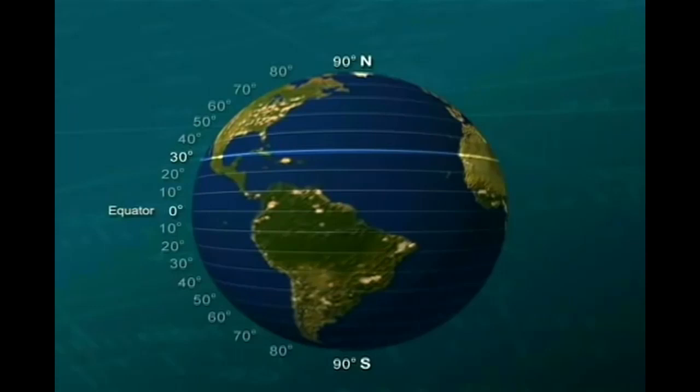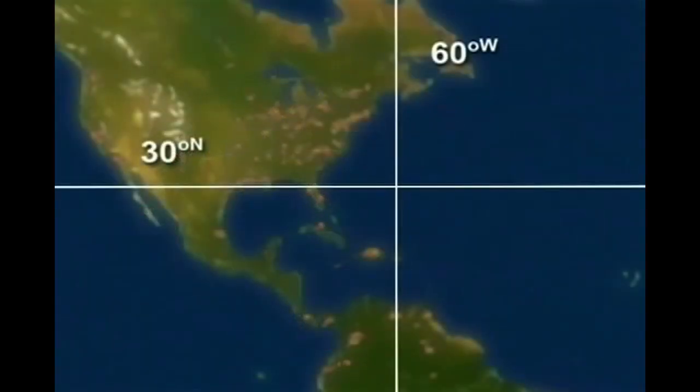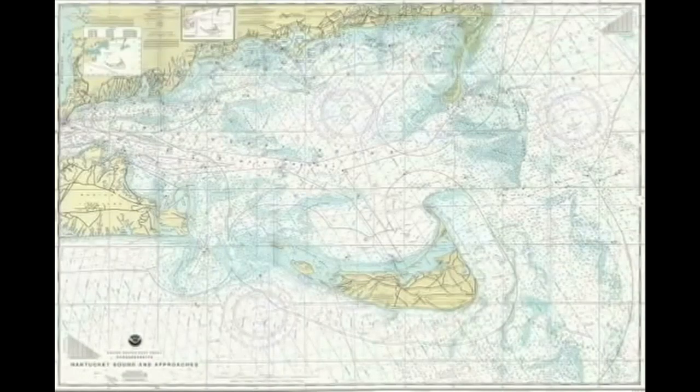So let's find an intersecting line. Here's one running through our 30-degree line, the 60-degree line of west longitude. If we were at 30 degrees north latitude and 60 degrees west longitude, we would know that we were at this point right here, just southwest of Bermuda. Now, it doesn't always work quite so neatly, where your position will intersect right at whole degrees. That's why there are smaller lines between the degrees called minutes, and there are 60 lines of minutes between each degree.